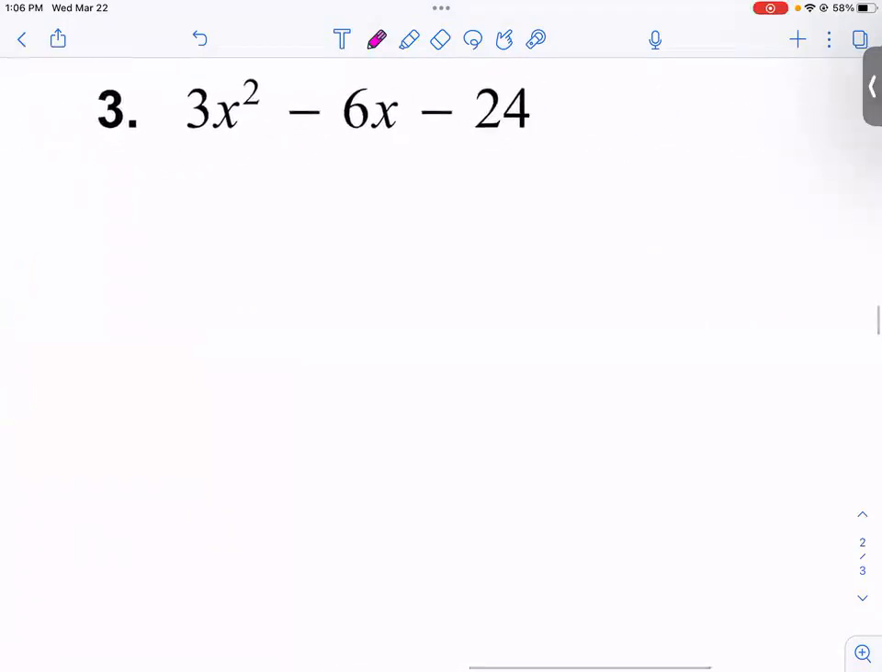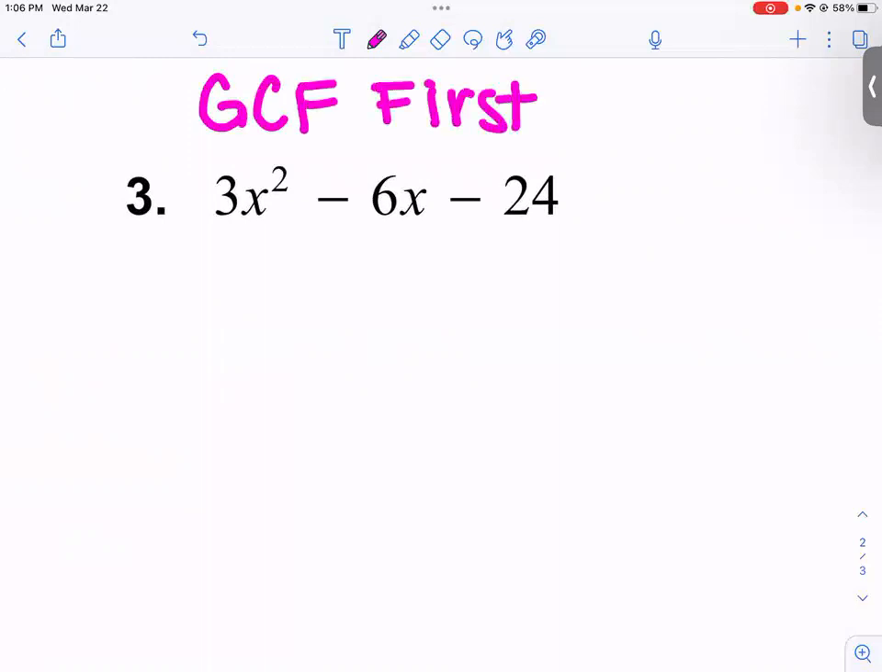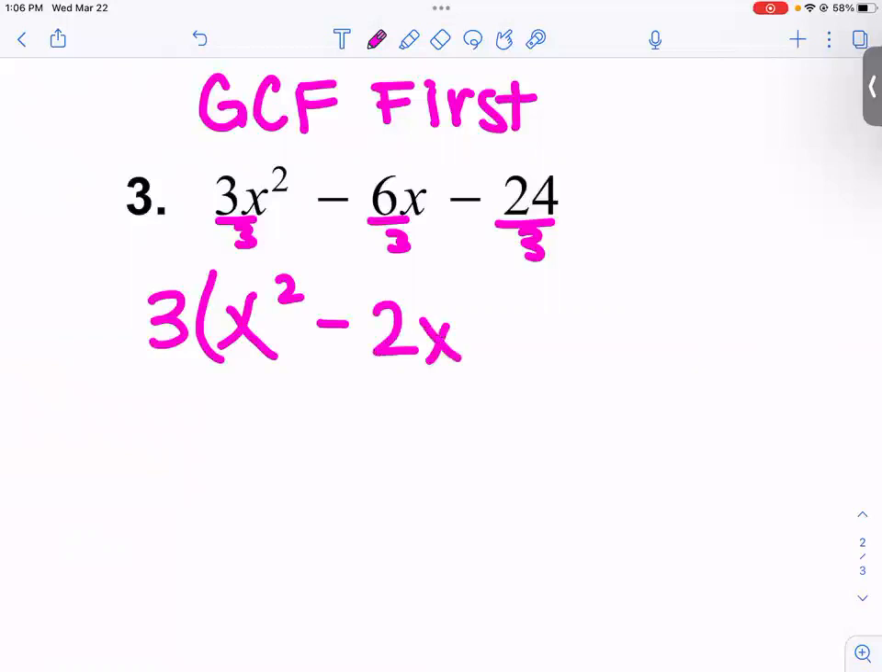We'll go to number 3 because I kind of wrote too big. I ran out of room. Number 3. There's a GCF of 3. Okay, so if I factor out a 3, left over I have x squared minus 2x minus 8.